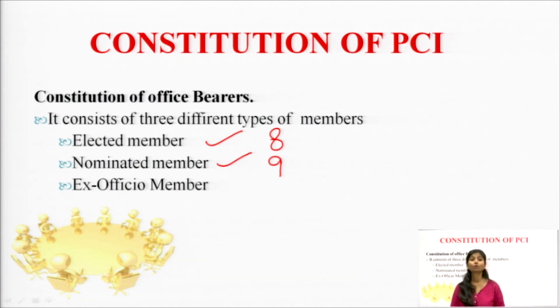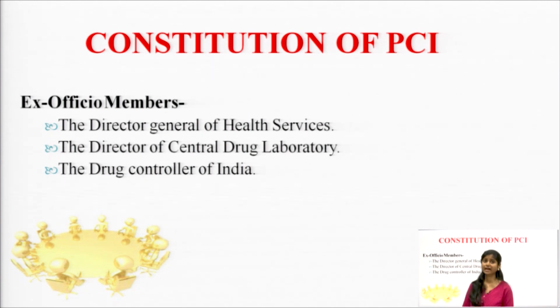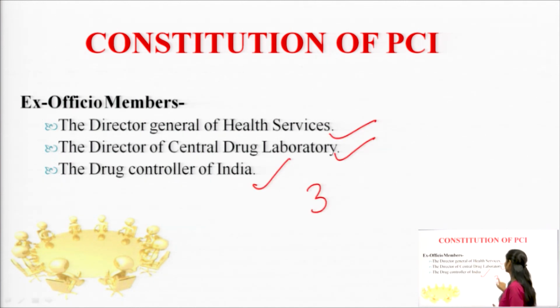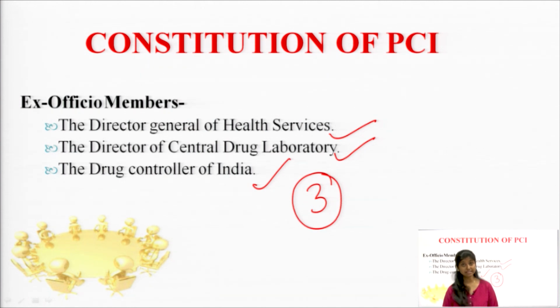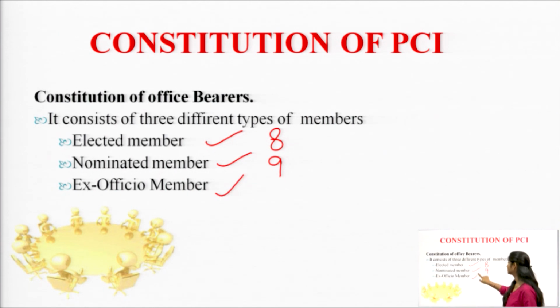Now we will go through what ex officio members are and how they are formed. एक्स ऑफिशियो मेंबर्स में एक होता है डायरेक्टर जनरल ऑफ हेल्थ सर्विसेज, one Director of Central Drug Laboratory and the third is the Drug Controller of India. These three are central level positions, 3 ex officio members who are appointed by the central government themselves. So we have 3 persons by the central government directly. So we have seen that we have 8, 9 and 3, that is ex officio members are 3.